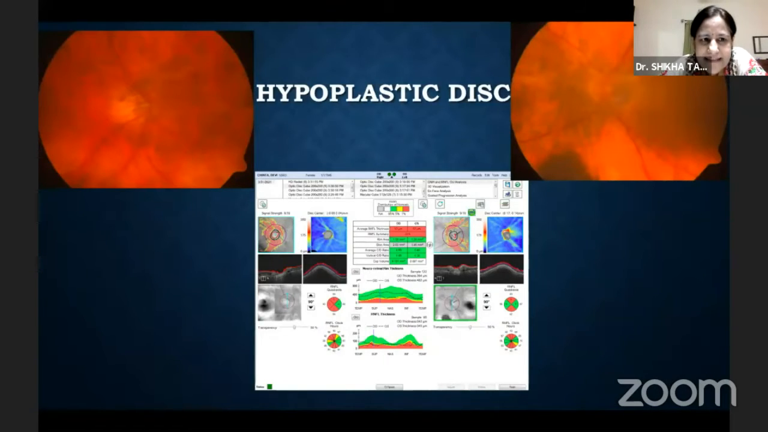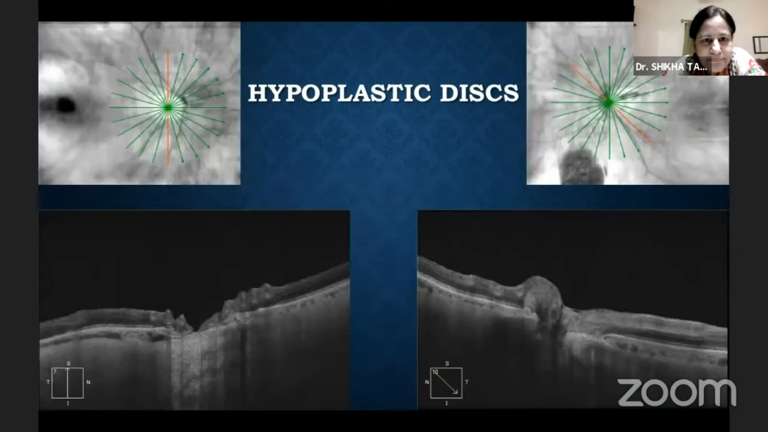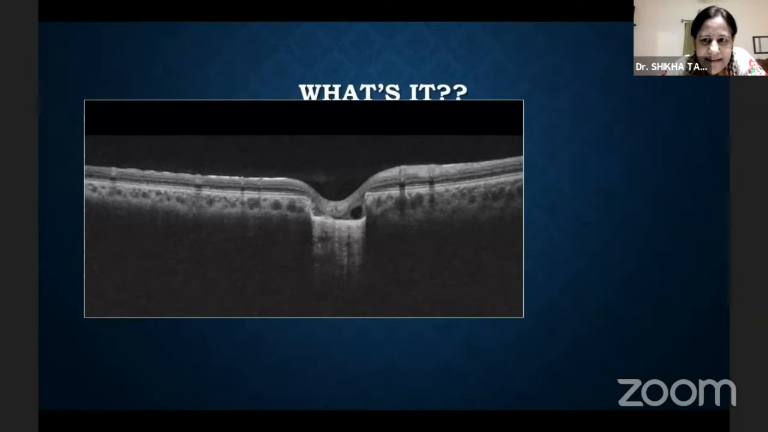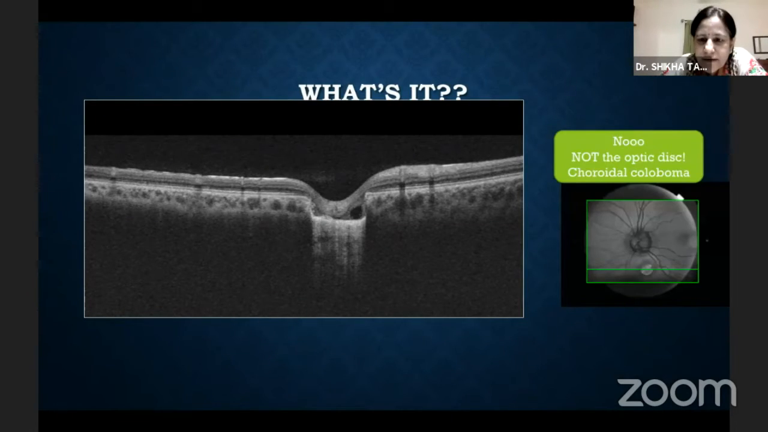Even the hypoplastic disc can be diagnosed easily on the OCT. You can see a smaller disc area and a smaller cup, and it's associated with thinning of the peripapillary retinal nerve fiber layer. This is the EDI OCT of the hypoplastic disc. Now, coming to this, what is it? Any guesses? It's not a disc. Look where the scan is going from. It's the choroidal coloboma. And this is the retinal nerve fiber layer, which is dipping into the colobomatous area.